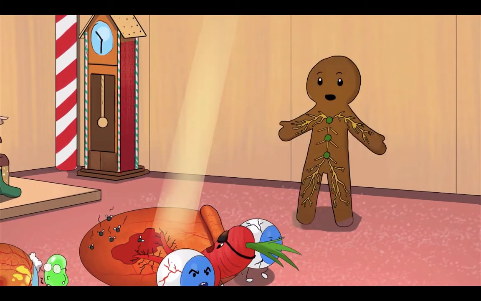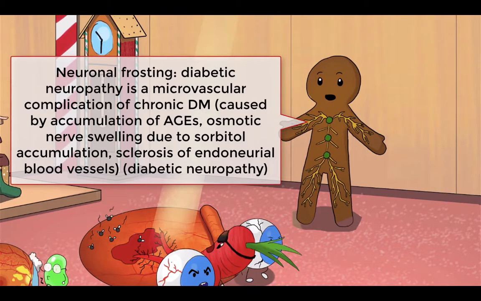Alright, let's move on to probably the most common microvascular complication in the setting of diabetes: diabetic neuropathy. The most important risk factors for the development of diabetic neuropathy are related to the duration and severity of hyperglycemia. The pathophysiology of neuropathy is multifactorial, with accumulation of advanced glycosylation end products, osmotic nerve swelling due to sorbitol accumulation, and sclerosis of endoneurial blood vessels all playing a role.